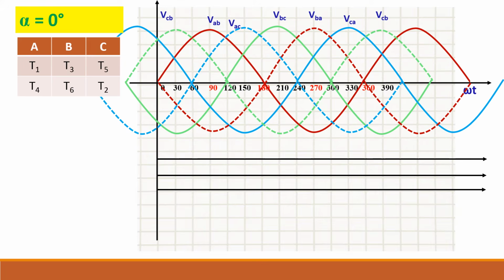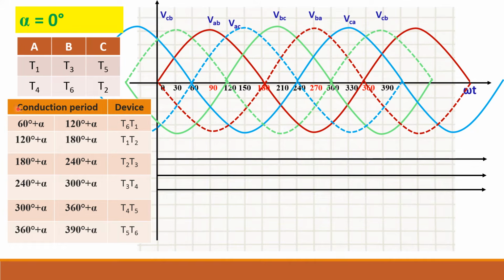Let us draw the waveform for alpha equal to 0 degrees. Previously we have seen that in a three-phase circuit, when we draw the phase voltage, 30 degrees is taken as reference, but here we have drawn the line voltage. So always take the reference as 60 degrees when we draw the line voltage waveform.